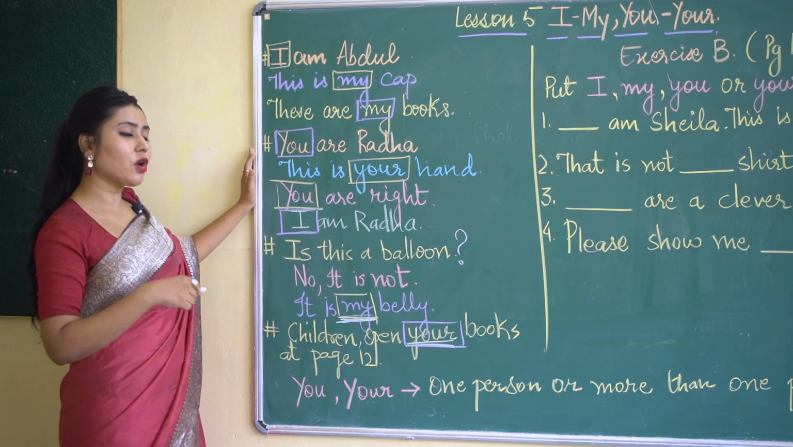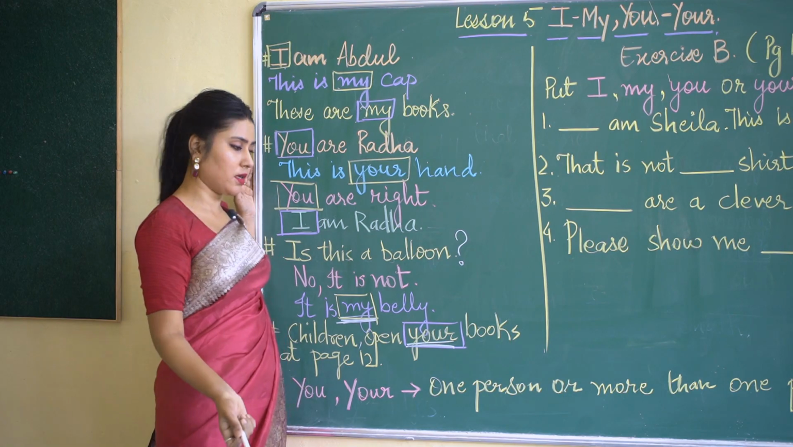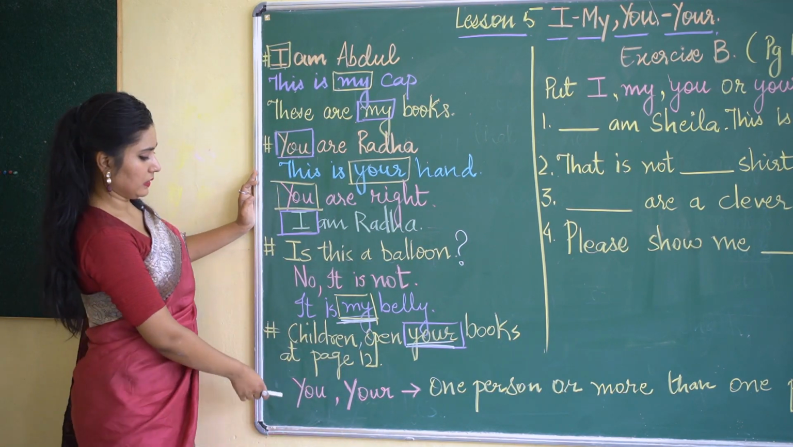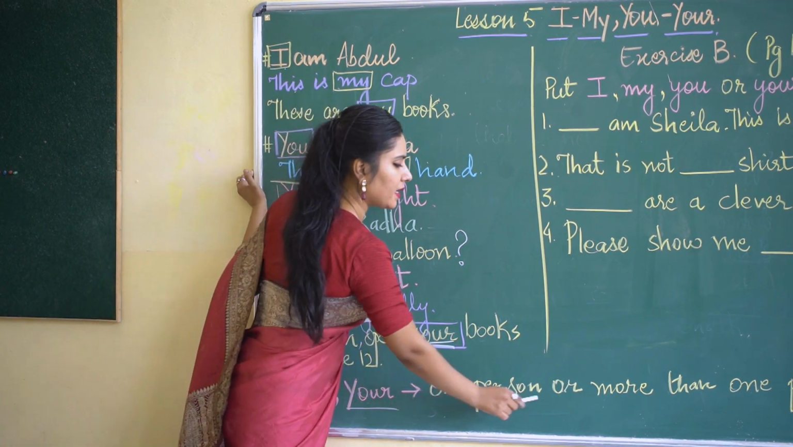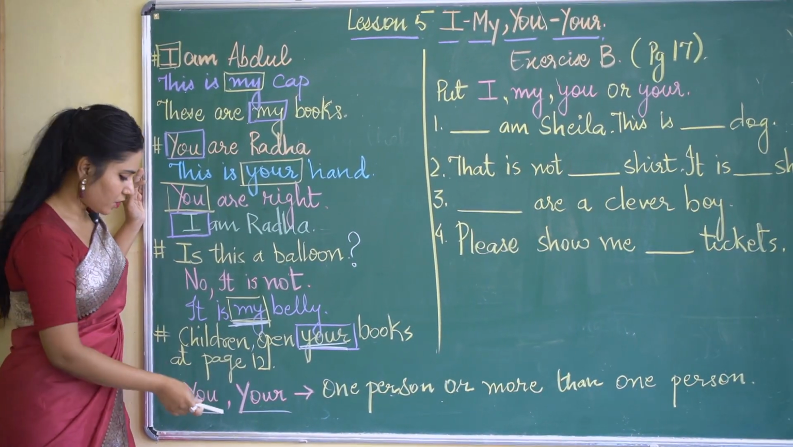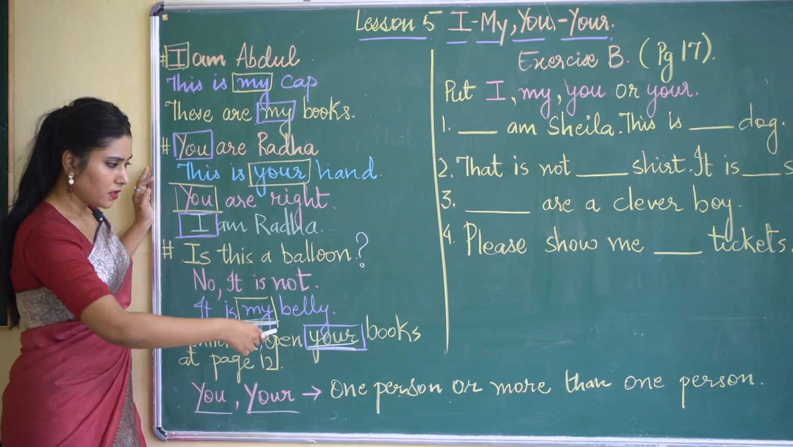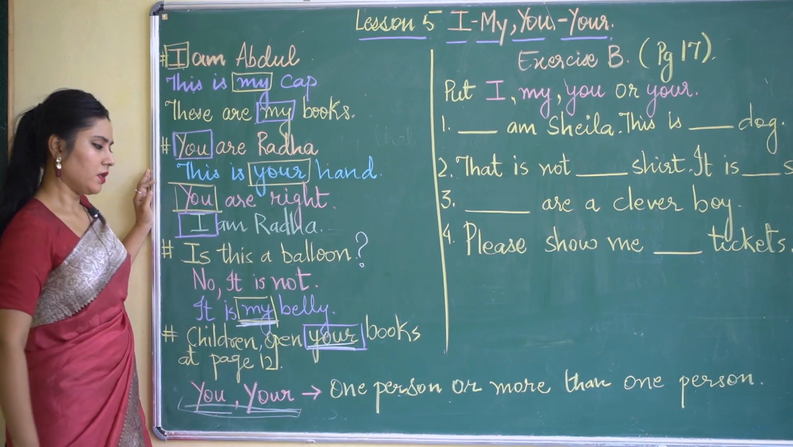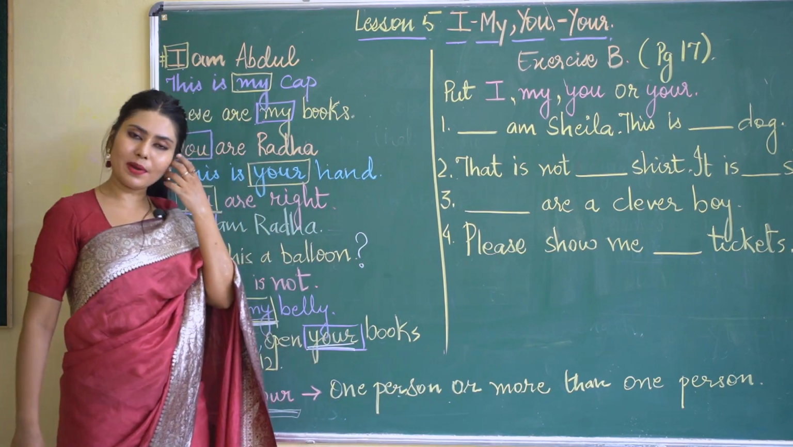But when you're talking about others, when you're explaining about others, and when you're telling others, you will be using the word your. So, children, you, your, one person or more than one person. For one person you use you, and for more than one person you use you, your, and these two are used to denote one person or more than one person.